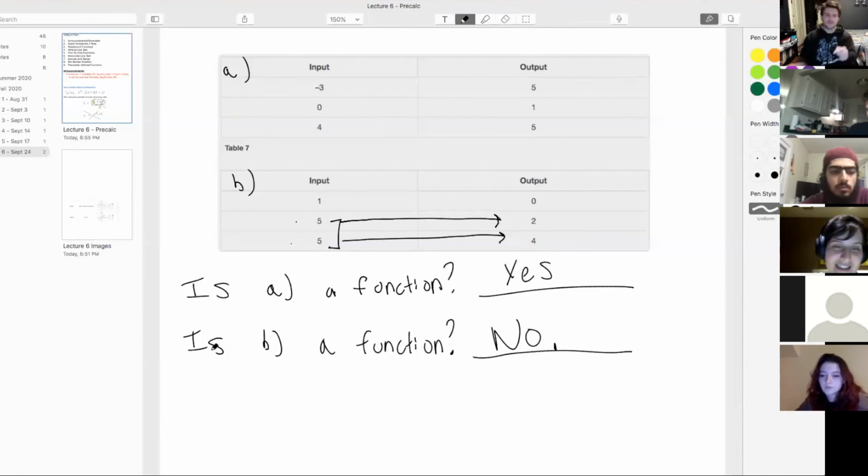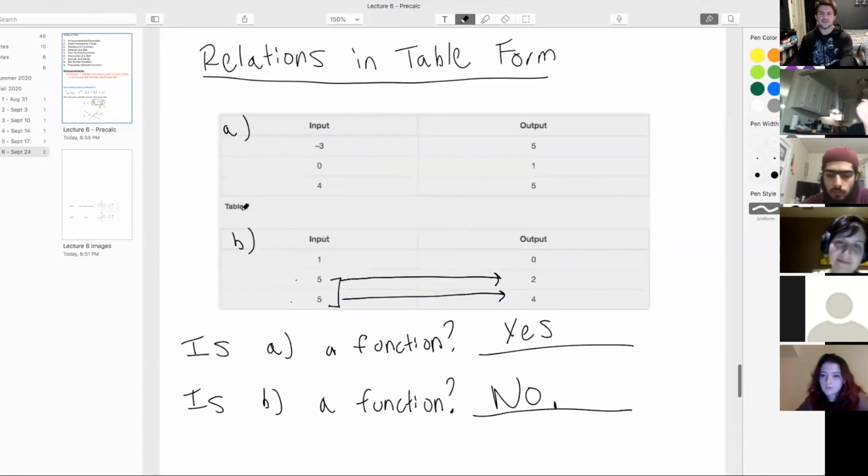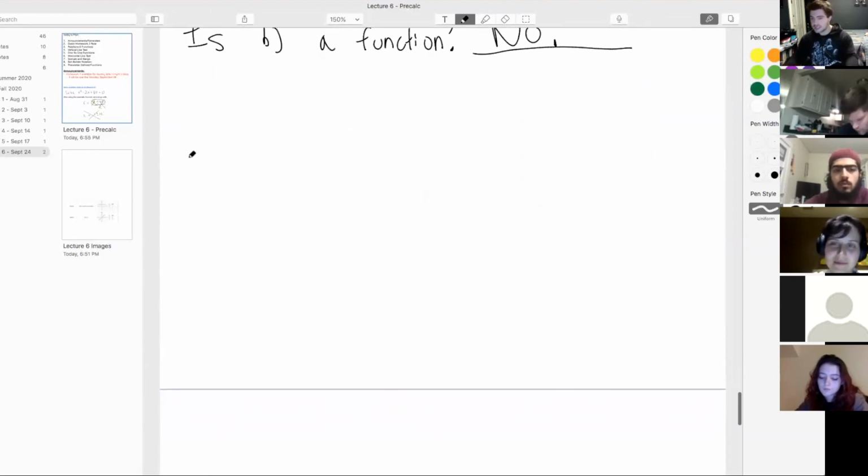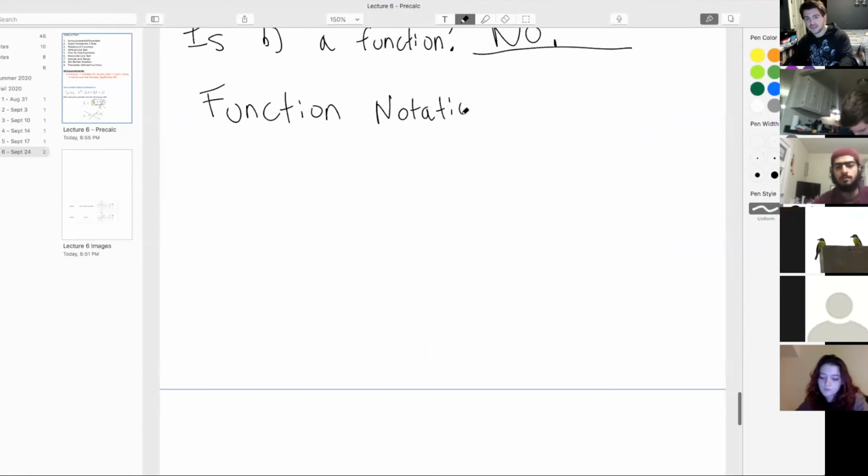All right. So on the homework, you're going to see functions in table form like this. I just wanted to get everyone familiar with that. Okay, let's keep going. Now we need to talk about notation, so symbols, in other words. Function notation. How do we write these things in mathematical symbols?